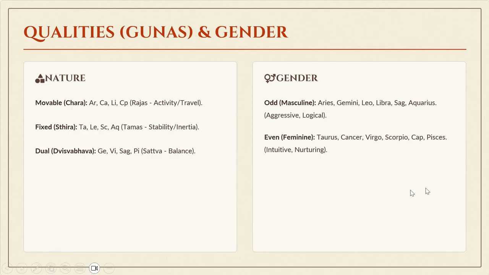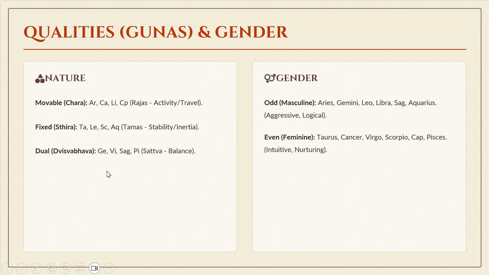And if you have more planets in dual Rashis, you must be thinking twice, or that person might also have a second source of income. He always thinks in twos; he is not satisfied with one kind of thing. So this is a very important classification of the Rashis: Char, Sthir, Dvisvabhav.